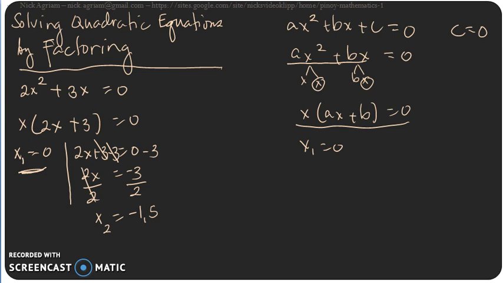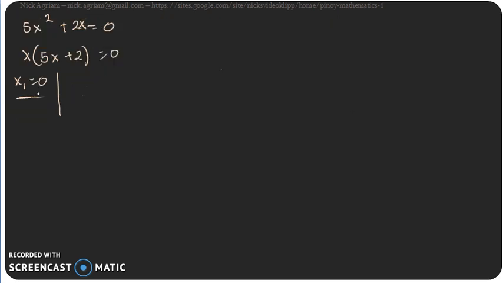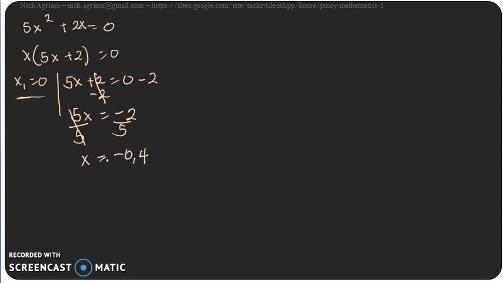x sub 1 is 0. Now here, x sub 1 is 0. And then we have 5x plus 2 is equal to 0. Subtracting both sides by 2, then that now is 0. 5x is equal to negative 2. Then we divide both sides by 5. I have negative 0.4 or just negative 2/5.